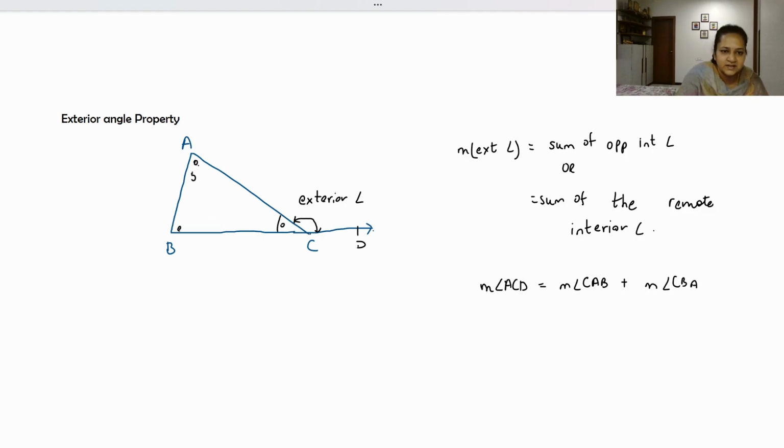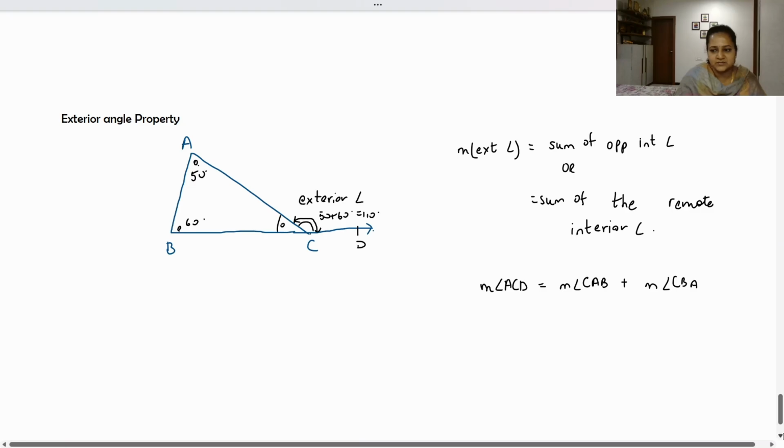That means if this angle is 50 and this is 60, then can you tell me what will be the measure of this angle, the exterior angle? 50 plus 60, which will give me 110. This is a property that we've studied in our 8th standard, right?